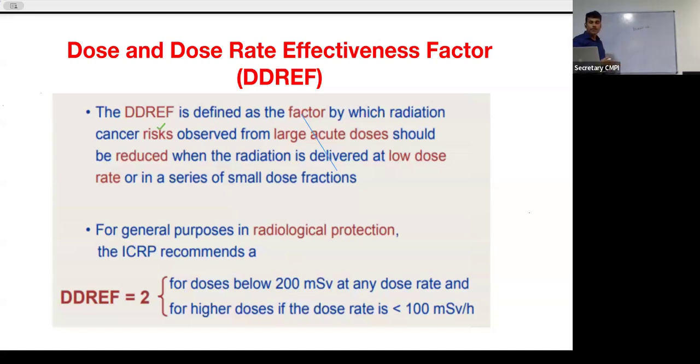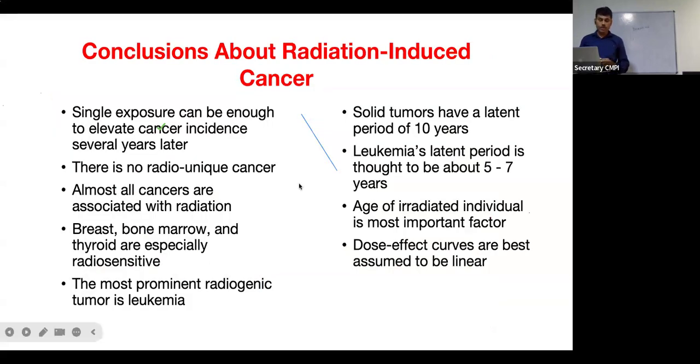That means if there is a low dose and low dose rate situation, then the probability will be half of that for acute exposure. That is what the DDREF says. Conclusion about radiation-induced cancer: a single exposure can be enough to elevate cancer incidence several years later.